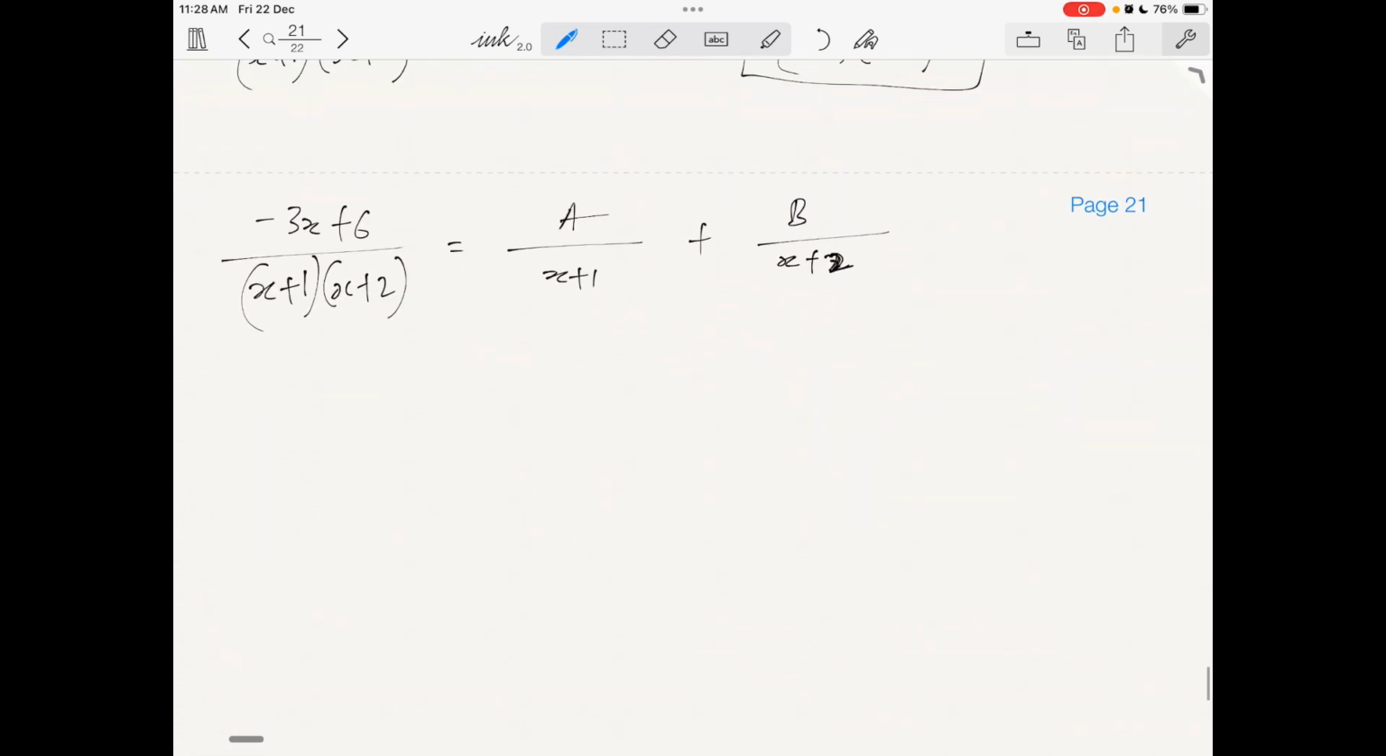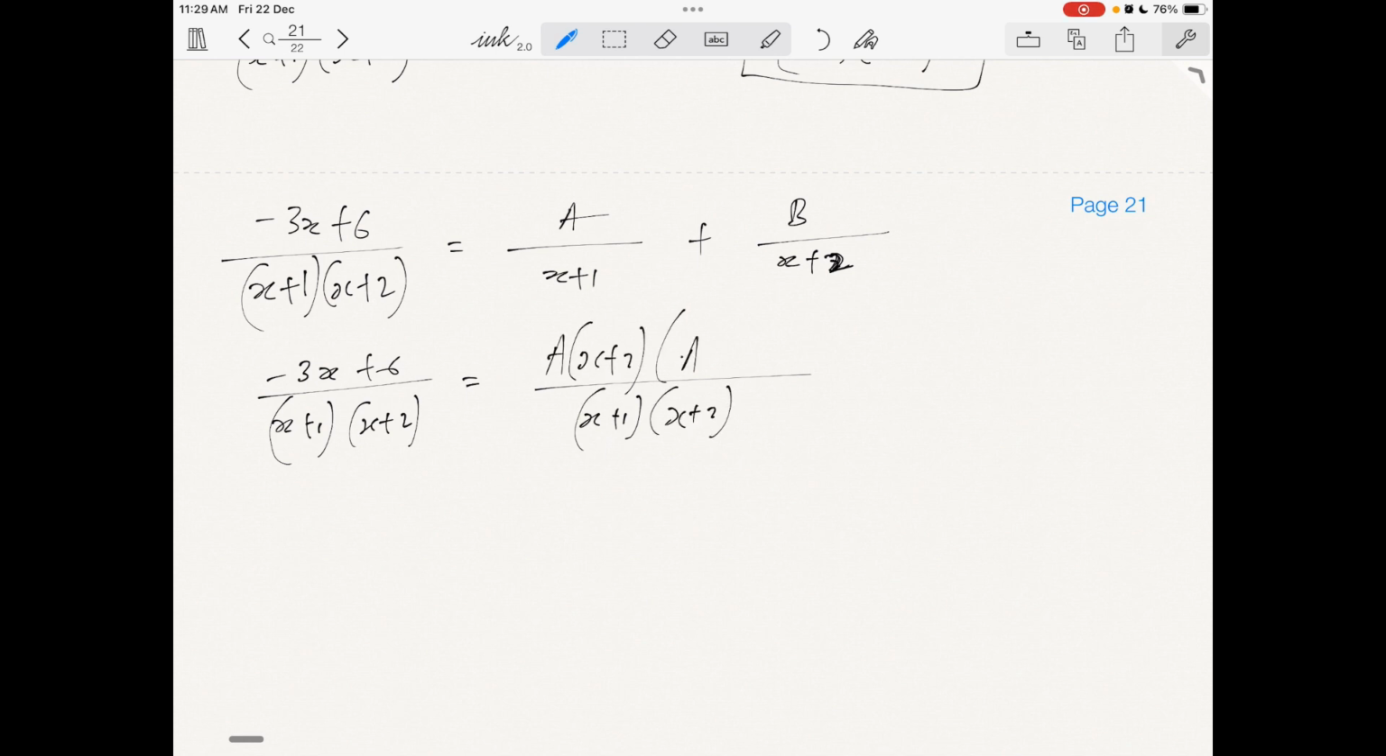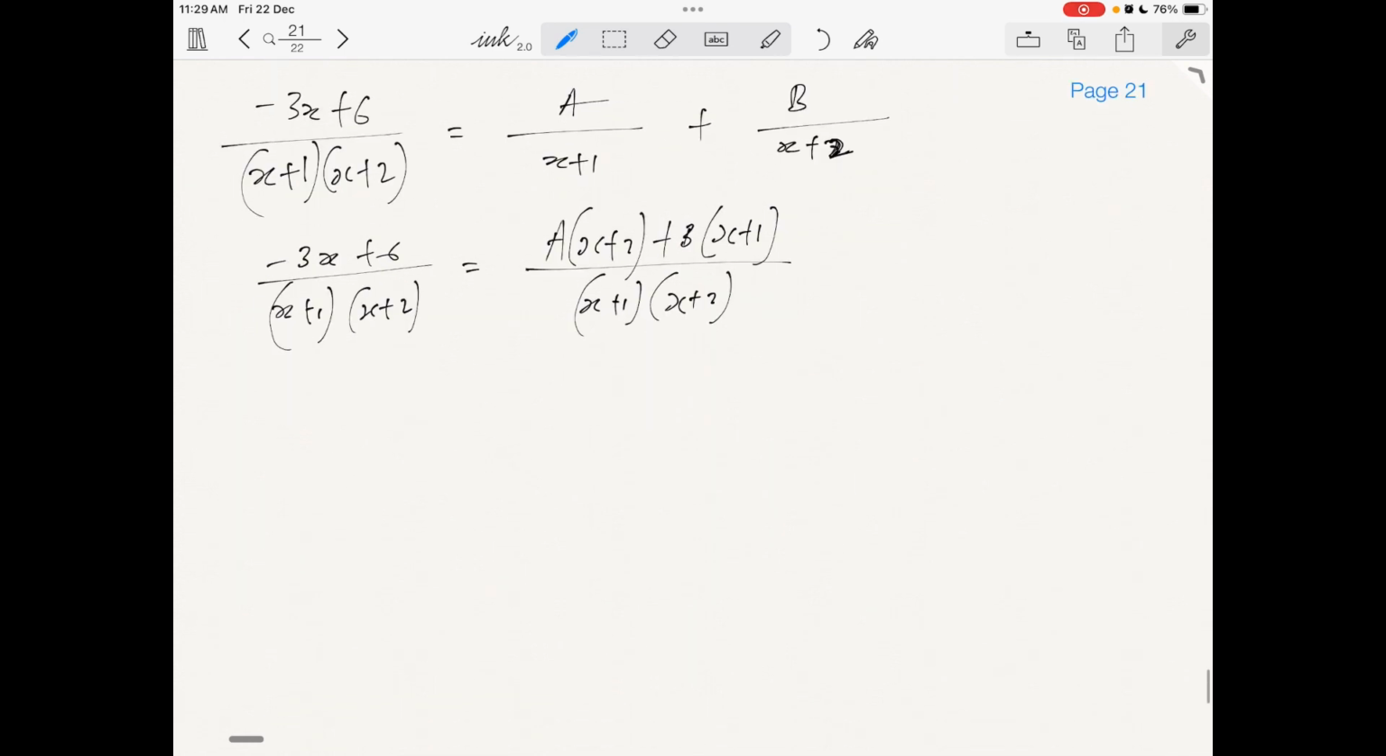To solve this we just have to find the LCM like we always do. That gives x plus 1 and x plus 2, so this will be A into x plus 2 plus B into x plus 1. Since the denominators are equivalent to each other, we can cancel them out. So this is equivalent to A into x plus 2 plus B into x plus 1. Now this looks familiar, right? We can just easily use the cover-up method.